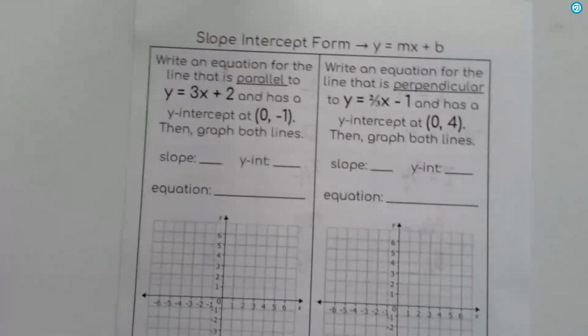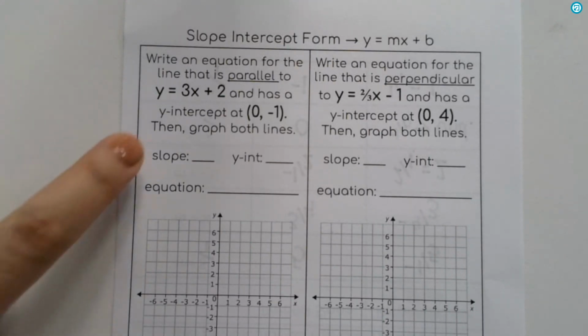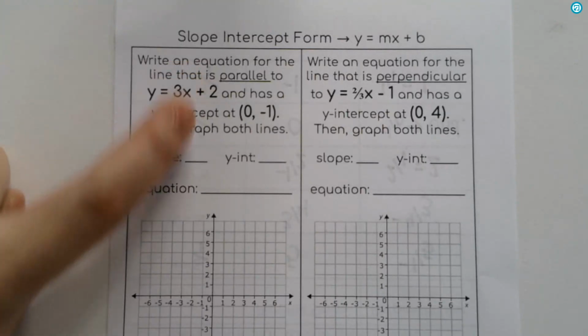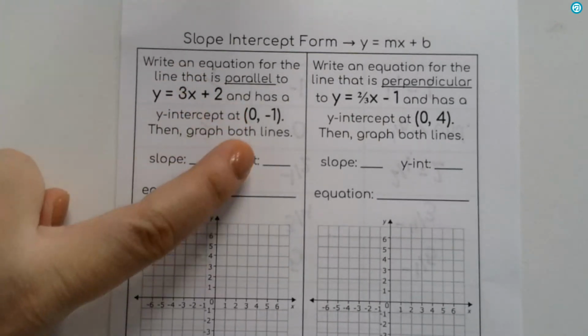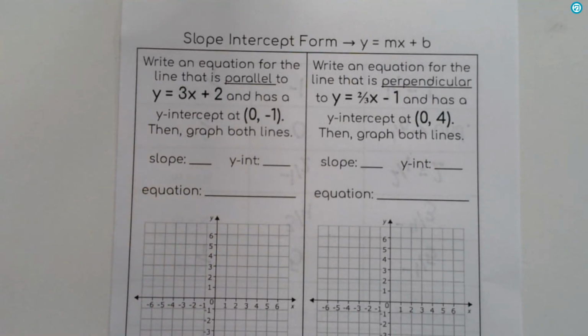So, it says, write an equation for the line that is parallel to y equals 3x plus 2 and has a y-intercept at (0, -1), then graph both lines. So we are going to have to find the slope of a parallel line, the new y-intercept, which we just give you, and then we write an equation, and then we graph both of the lines.